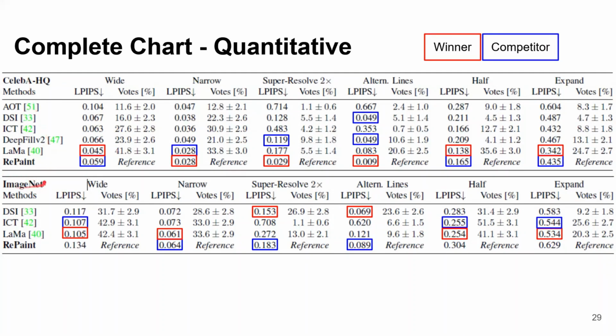And the model that they trained themselves, the ImageNet model, you can see here again for the narrow, super resolve, and alternating lines, the masks where they remove smaller portions of the image.